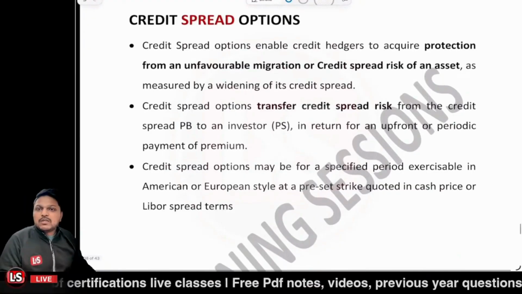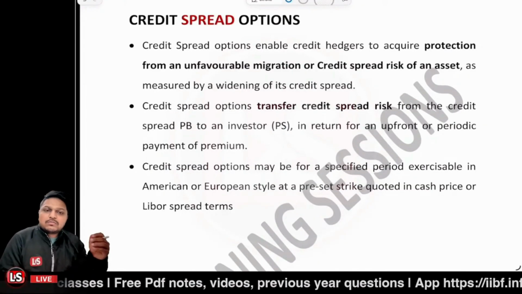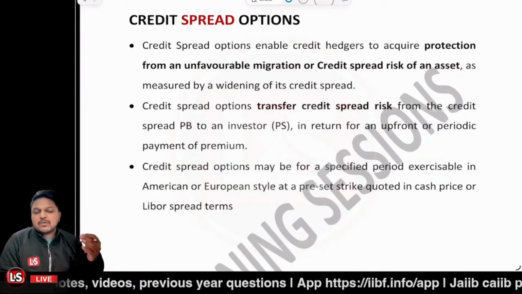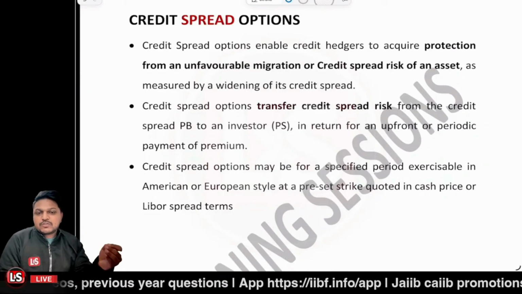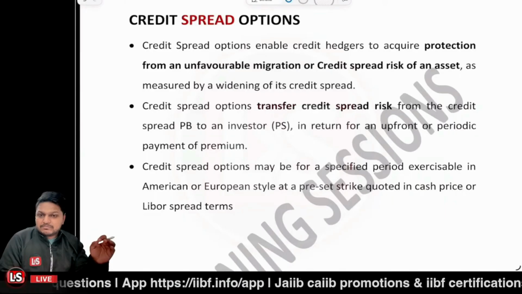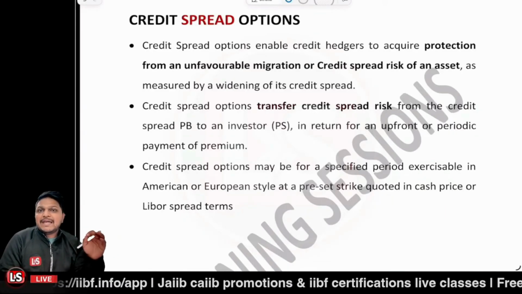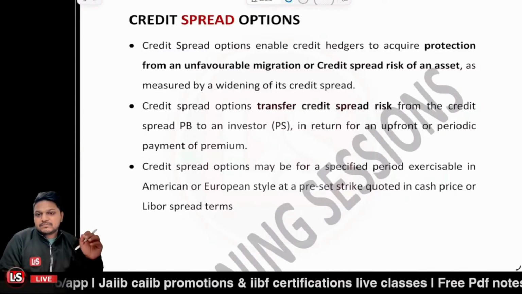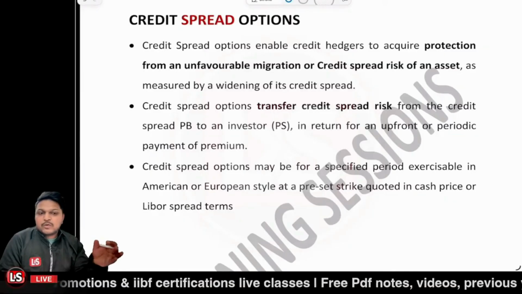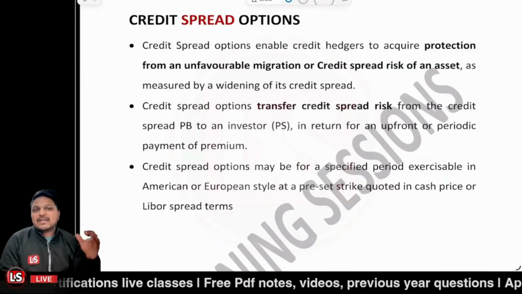So it's about the credit spread option. Now credit spread option, definitely it's a derivative instrument, because we are learning about the credit derivatives only so far, right? In case of the credit spread option, it provides a protection against the widening or narrowing of the credit spread. So if the credit spread is going to be widened or narrowed down, it is going to provide the protection against the same.